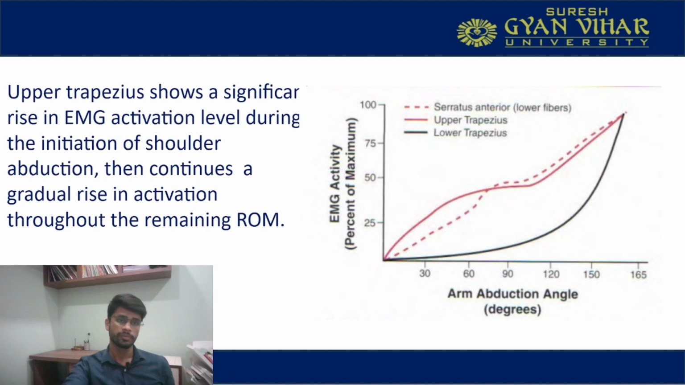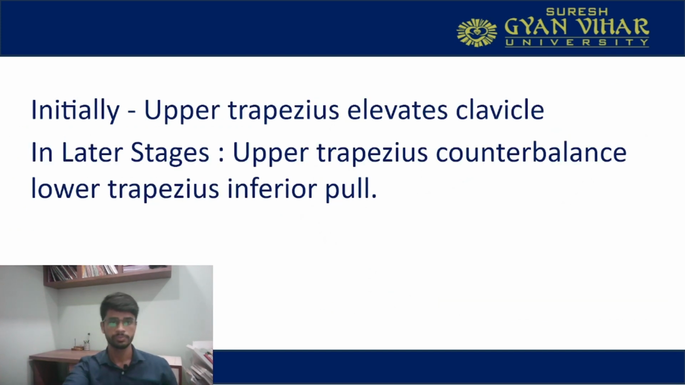upward rotation. Upper trapezius shows a significant rise in EMG activation level during the initiation of shoulder abduction, then it continues a gradual rise in activation throughout the remaining range of motion. We have discussed already that your upper trapezius always acts during the upward rotation. Initially upper trapezius elevates the clavicle. In later stages, upper trapezius counterbalances the lower trapezius inferior pull.